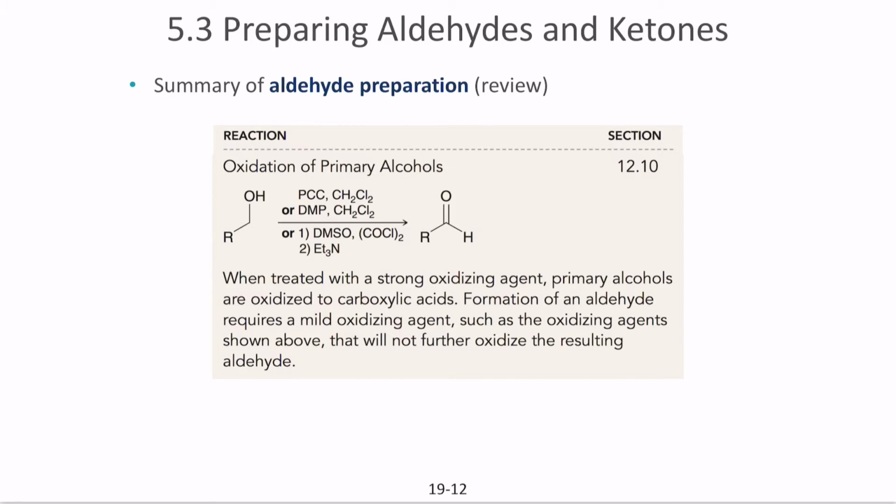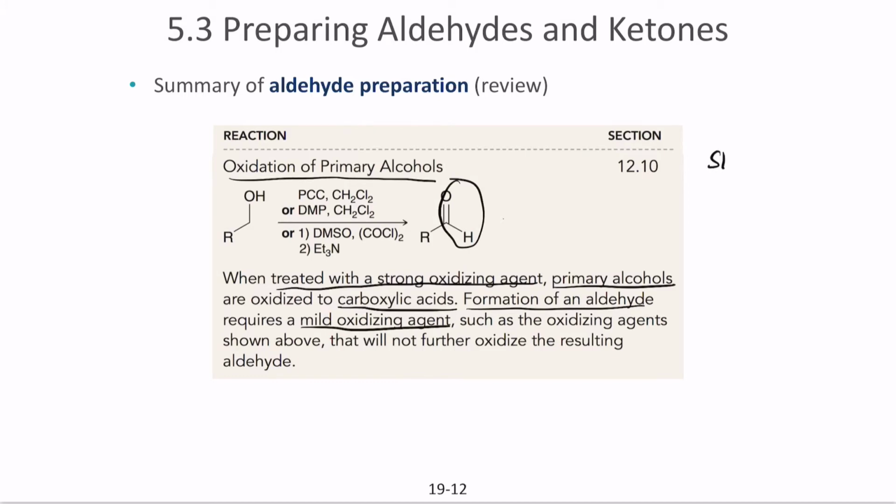The next topic is preparing aldehydes and ketones, and we'll review these reactions. The first among them is the oxidation of primary alcohols. When you oxidize the alcohols, you end up getting an aldehyde group, which under further oxidation will lead to a carboxylic acid. When treated with a strong oxidizing agent, primary alcohols are oxidized to carboxylic acids. But if you don't want that to occur and want to create an aldehyde, we use a mild oxidizing agent.